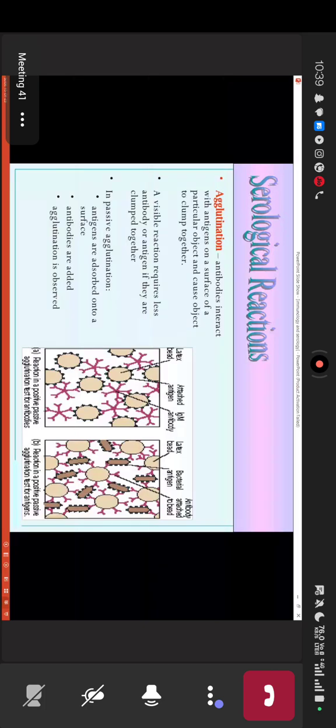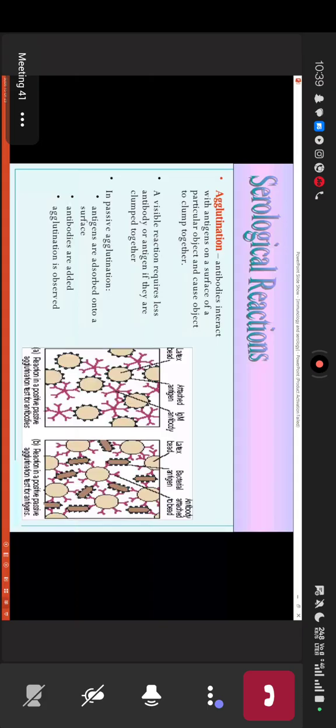ABO blood grouping is based on the principle of agglutination. Here, the antigen and antibody interact with each other on the surface of a particular object, which causes the object to clump together. Right? A visible reaction requires less antigen or antibody if they clump together.